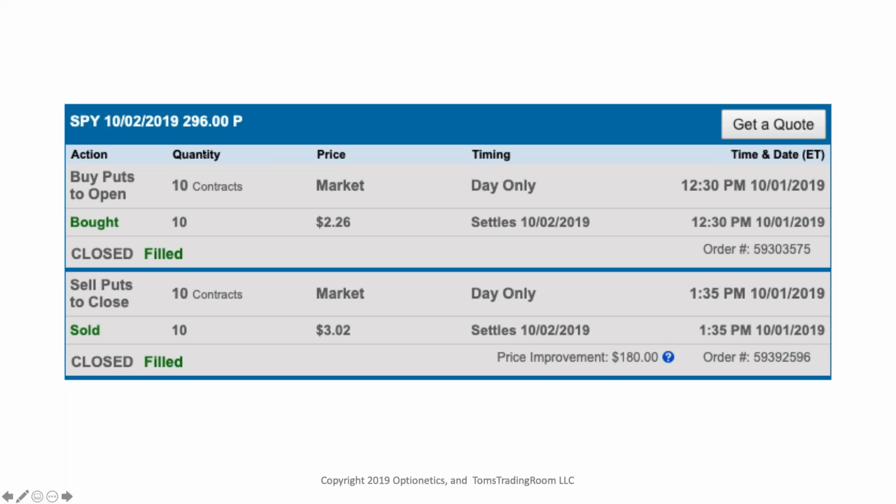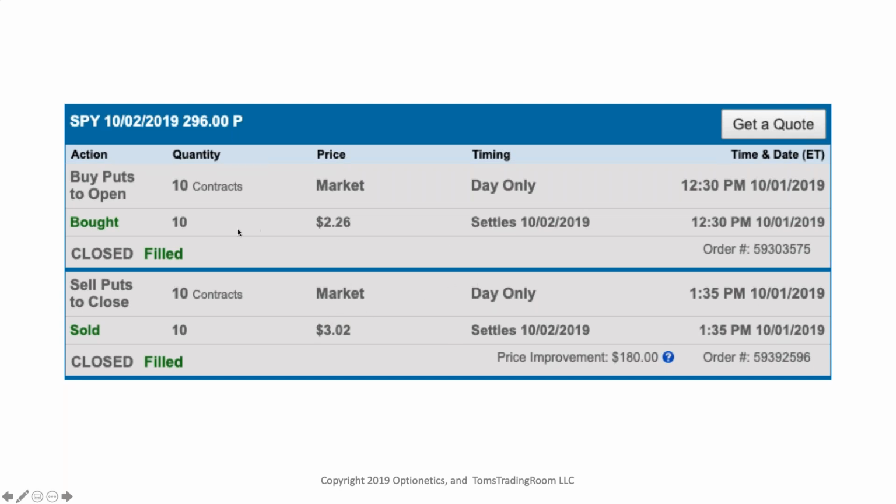I threw 10 contracts on these S&P 296 puts, and about an hour and 5 minutes later, they went from 2.26 to 3.02. And I sold them, all right? There was a time pattern I was looking at here, buying them and then turning around and selling them. What a nice little move that was. That ended up being about $700 on 10 contracts, which was a nice little day for a small trade.